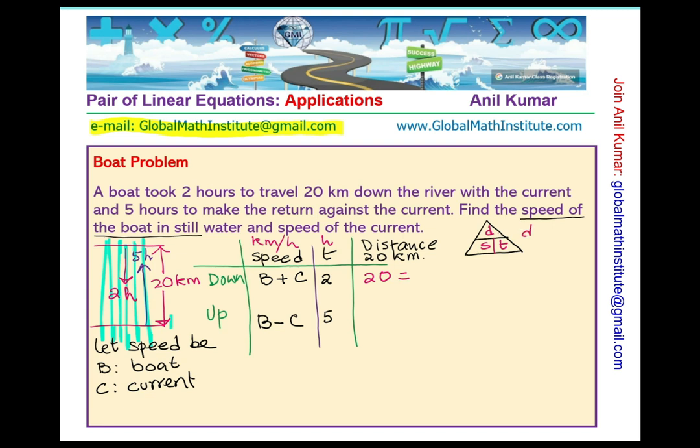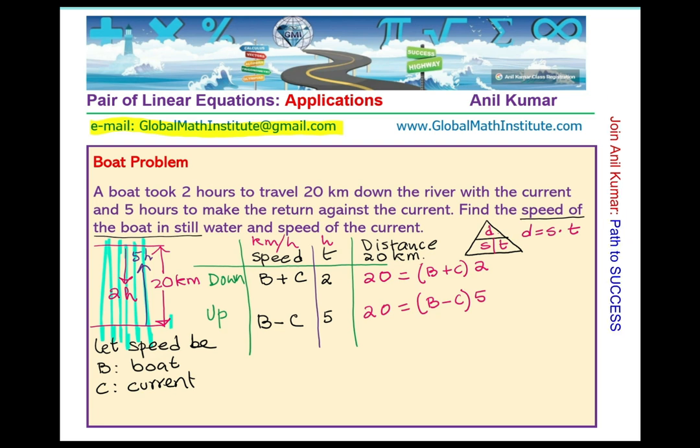So we can always write for the first equation this distance of 20. Let me write the equation here. Distance is speed into time. Distance of 20 is the same as b plus c, the speed, times 2. And the other one gives us 20 as equal to b minus c times 5. Makes sense, right? So that is how we can relate them.